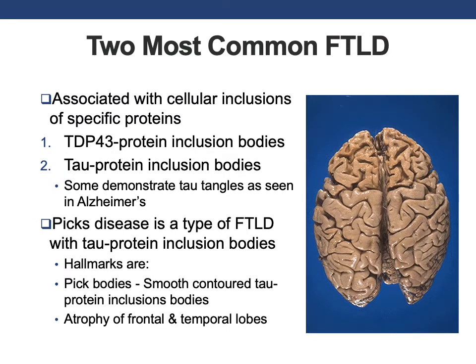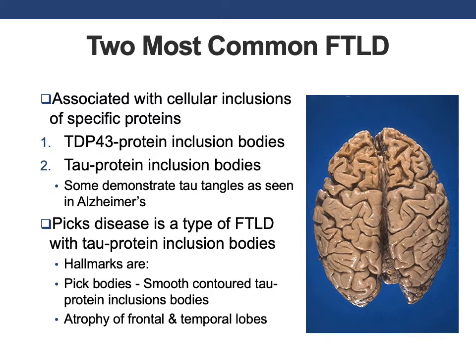There are 2 common types of frontotemporal lobar degeneration, and both are associated with abnormal cellular inclusions of specific proteins. These inclusions kill the neurons. One of the frontotemporal lobar inclusions has what's called TDP43 protein inclusion bodies, and the other has tau protein inclusion bodies. Both Alzheimer's and frontotemporal lobar degeneration are also categorized as tauopathies because their conditions are associated with abnormal tau proteins.